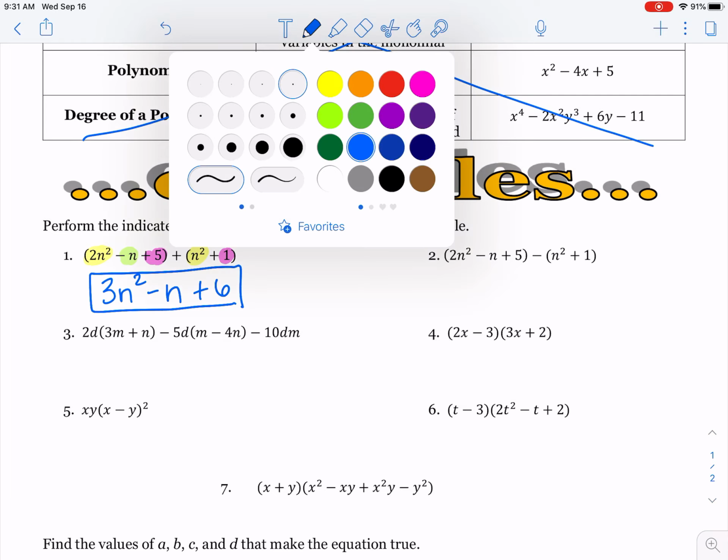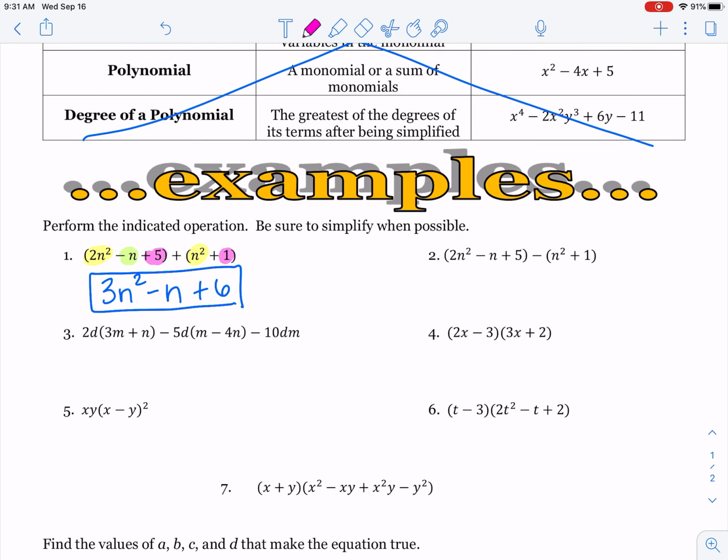Number 2 is very similar, except this time you're subtracting. And what I found is a lot of times people will remember to subtract the n squared, but they'll forget they also have to subtract that 1. So what I would recommend is changing it to an addition problem and then changing the signs of everything after that in the parentheses. And then it's just a problem like number 1. 2n squared plus a negative n squared. Negative n plus 0, and then 5 plus a negative 1 is 4. So nothing too crazy yet.